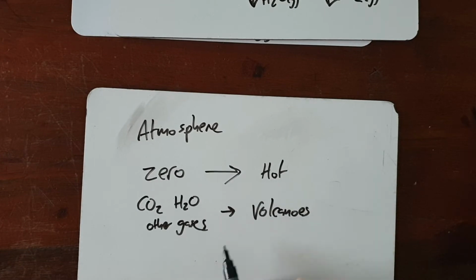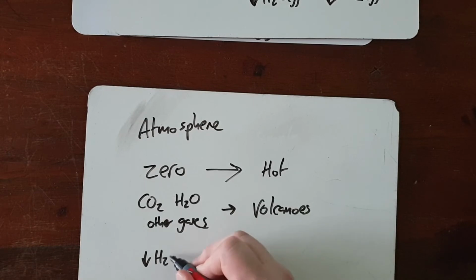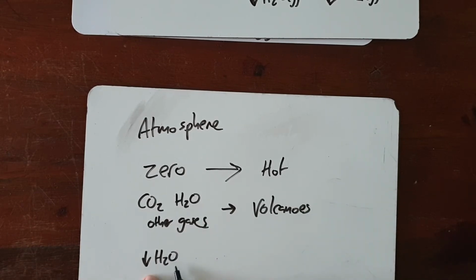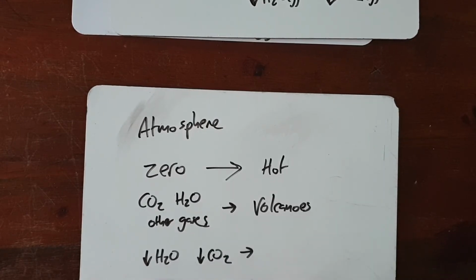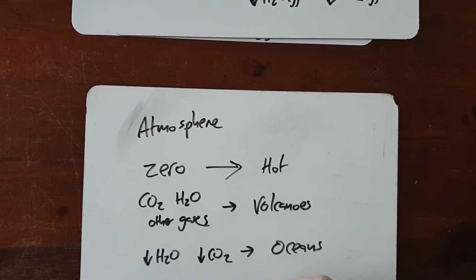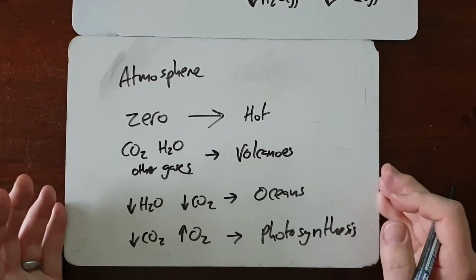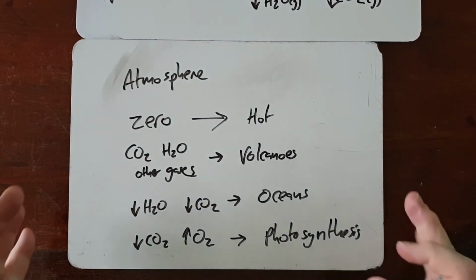Right, what happens next? Earth cools down even more, and all of a sudden you get a lot less water vapor. Why? Because it's condensed and formed the oceans. And you get a lot less carbon dioxide. Why? Because it's dissolving into the oceans. This is all about the oceans being formed. And then all of a sudden you get even less carbon dioxide, and you get more oxygen. Oxygen's only just starting to emerge. Why? Because life has evolved, and primitive plants are doing photosynthesis. So there's our whistle-stop tour through the atmosphere.